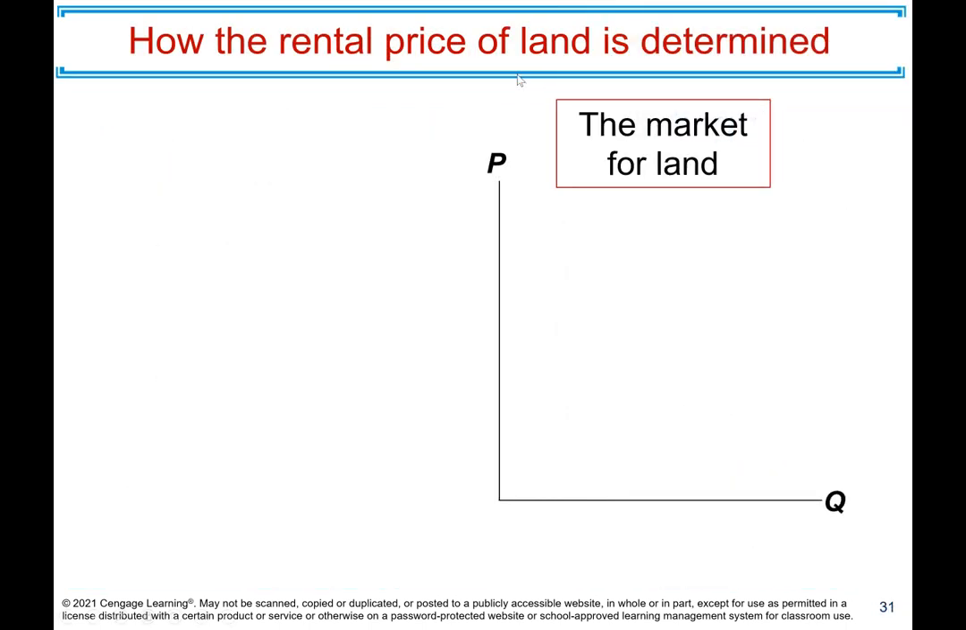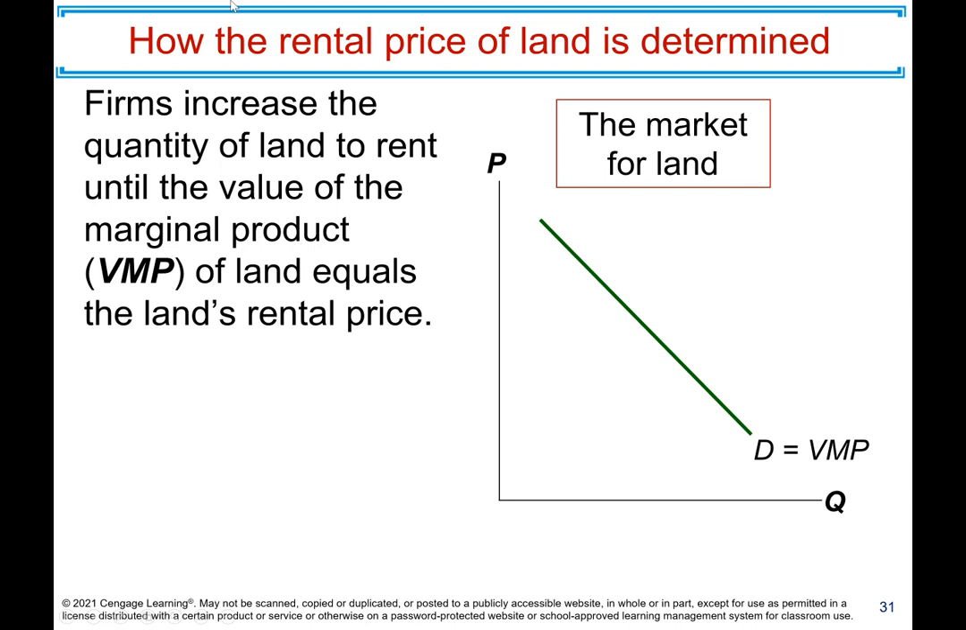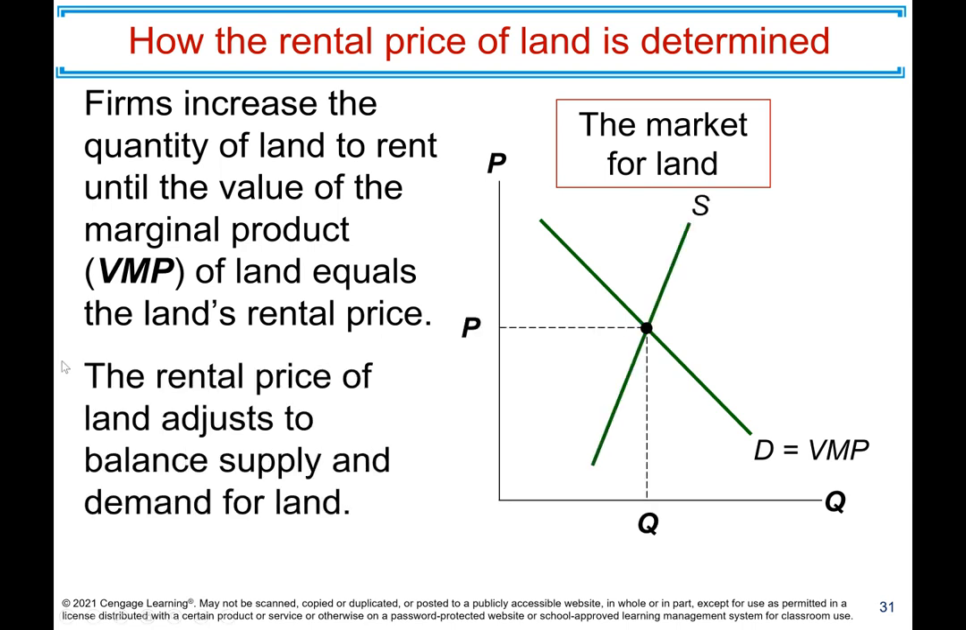How the rental price of land is determined. The market for land. Farms increase the quantity of land to rent until the value of the marginal product, VMPL, of land equals the land's rental price. The rental price of land adjusts to balance supply and demand for land.